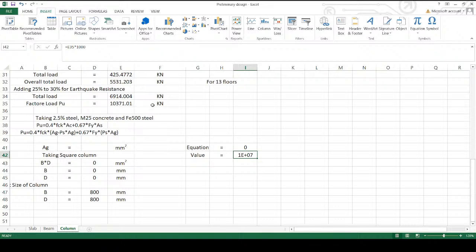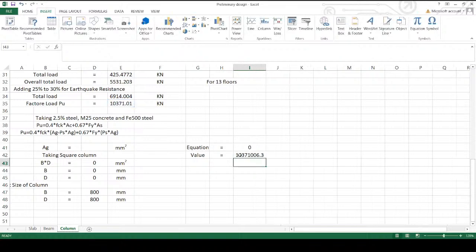I have Pu as 10,371.01 kilonewtons. So you have to multiply this by 1000 and put it there, and then I have got this much value.